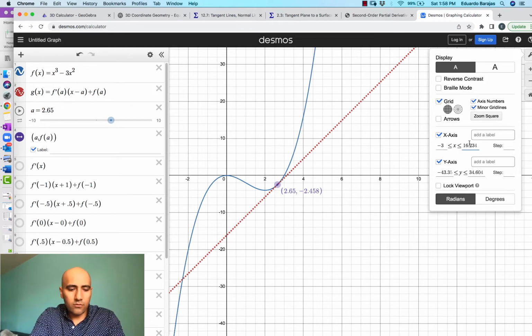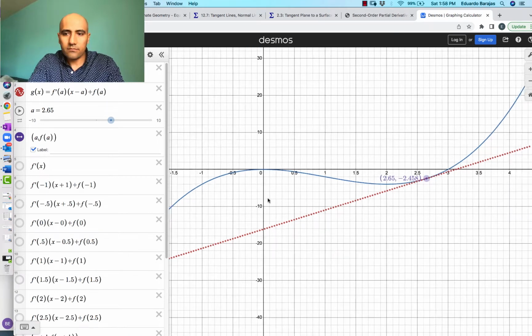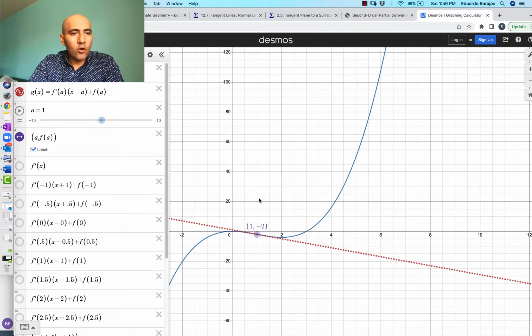-3 to +3, just to zoom in there. Okay, let's say we hold this steady right there. The input value is 1. The output value is -2.